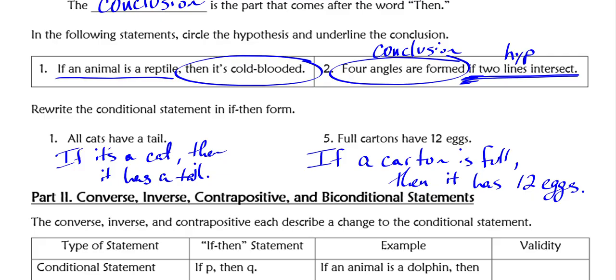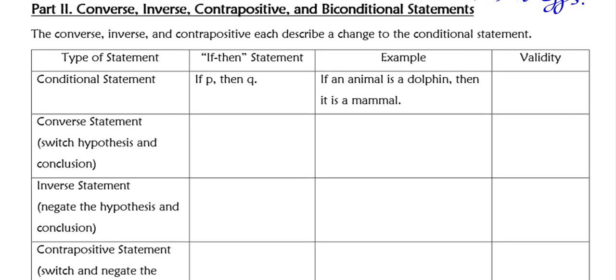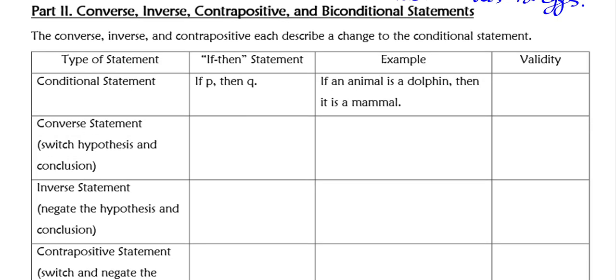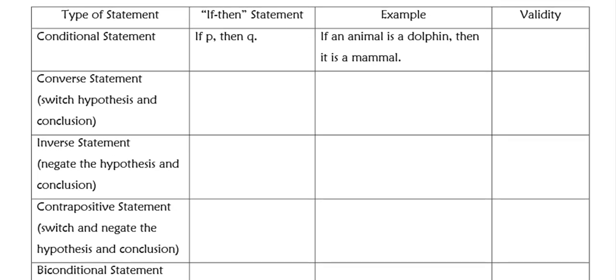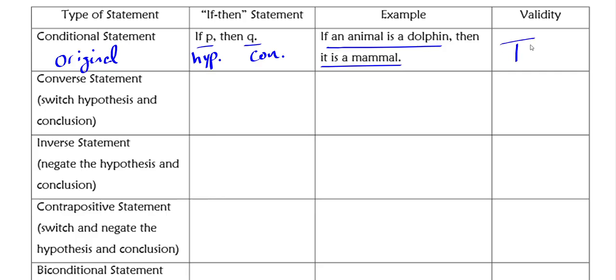Conditional statement is just the if-then statement. Then there are these 4 words that are related to that conditional statement: converse, inverse, contrapositive, and biconditional. We use the letters P and Q to represent the hypothesis and the conclusion. P represents the hypothesis. Q always represents the conclusion. So if an animal is a dolphin, then it's a mammal. That's our original conditional statement. That one's true.